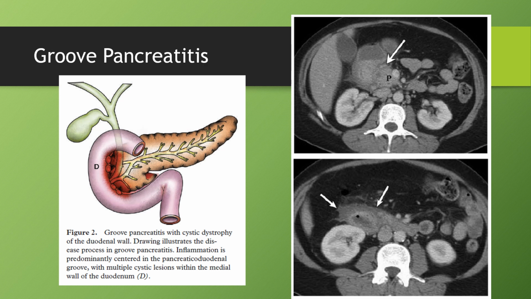This is groove pancreatitis. This image is showing the inflammation between the duodenum and the pancreatic head. They've illustrated a few of those small cysts that I mentioned. And here are a couple of images. Really, it's just pancreatic inflammation at the head. In this bottom image, you can see a little bit of focal edema there layering anterior to the duodenum.